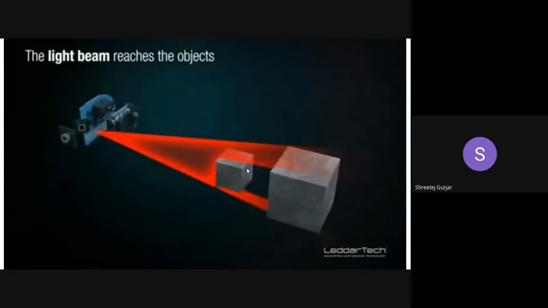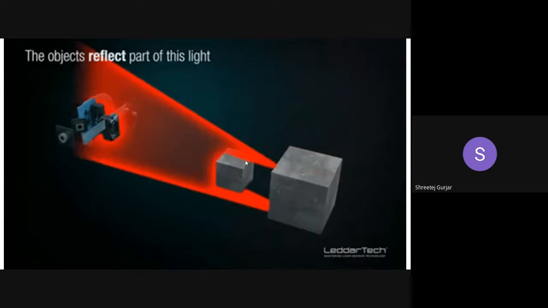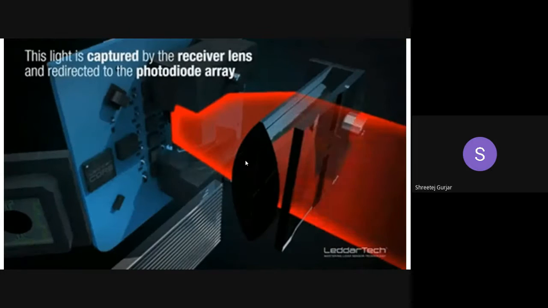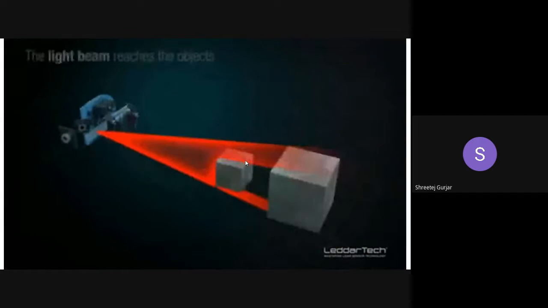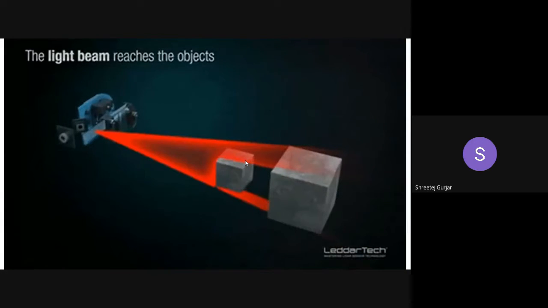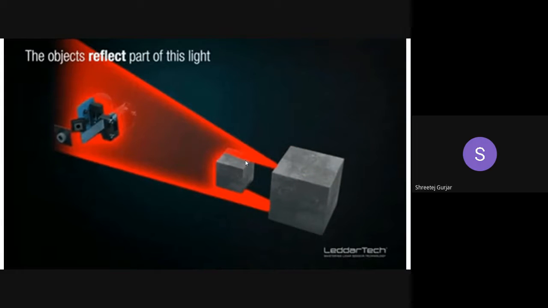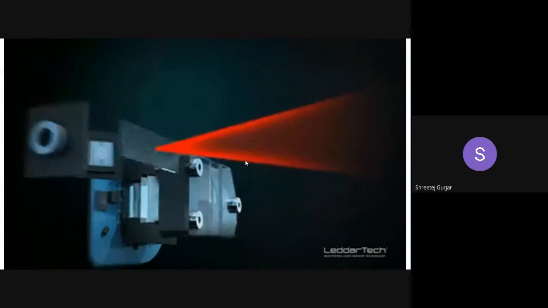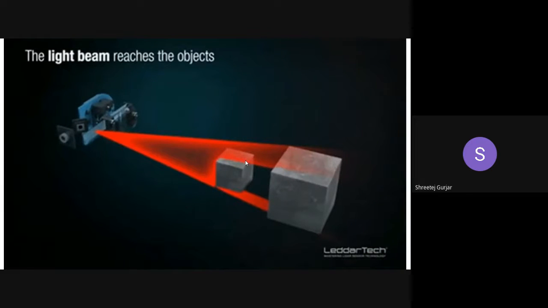Here you can see an example of a lidar instrument. In the first image, you might see it is giving out red color of light, a light beam. That light beam reaches the object, and whatever light is reflected back by the object is again scanned and recorded by the sensor.